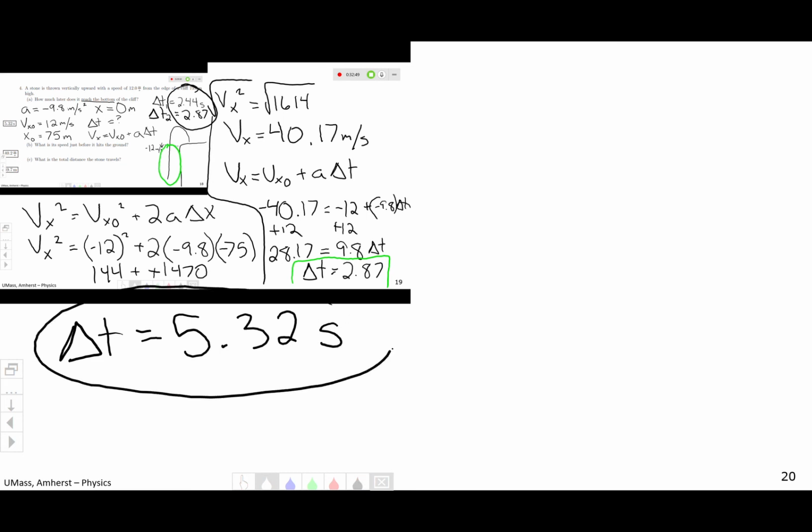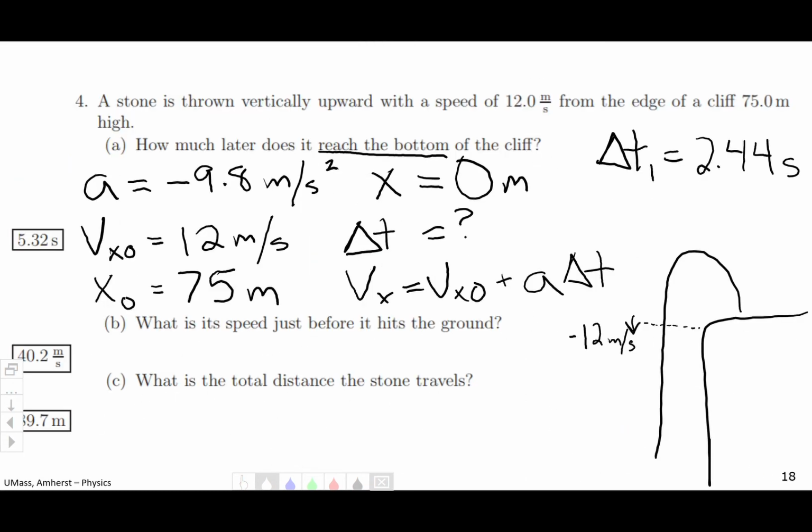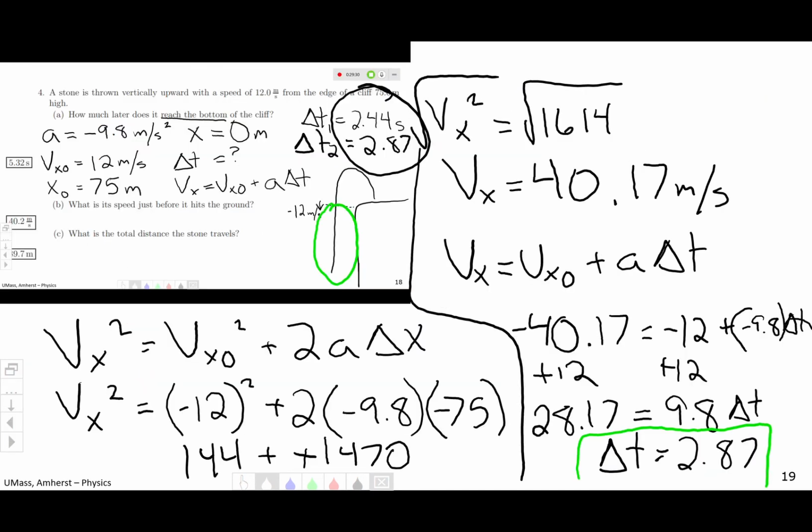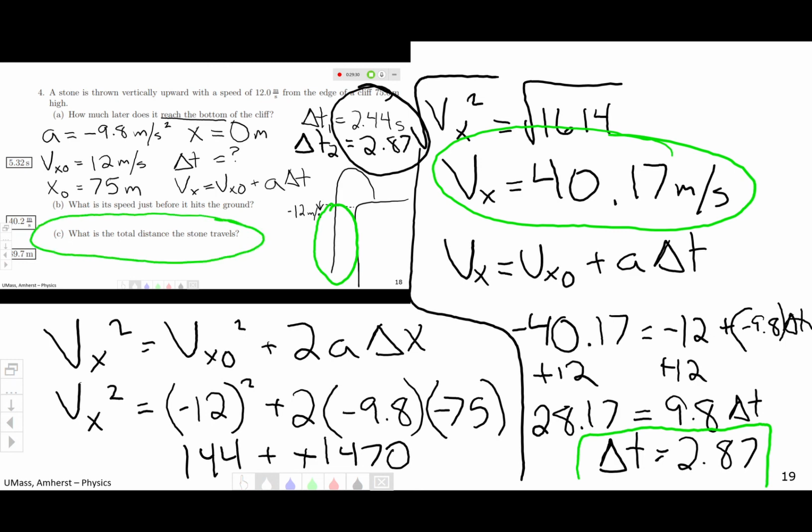Awesome. And interestingly, we actually already calculated the speed just before it hits the ground. The speed just before it hits the ground was right here, 40.17. And the total distance that the stone travels, we can still calculate. So distance meaning total path.